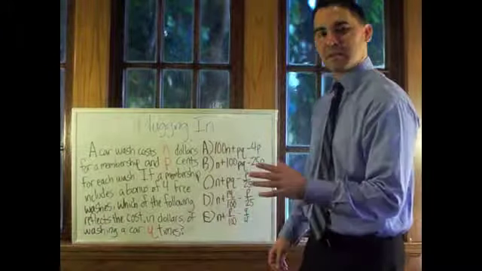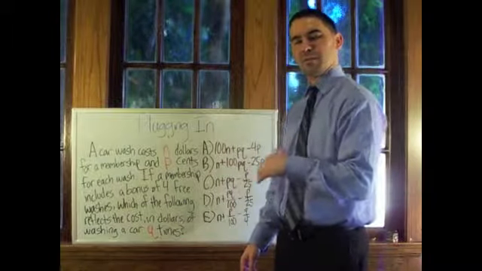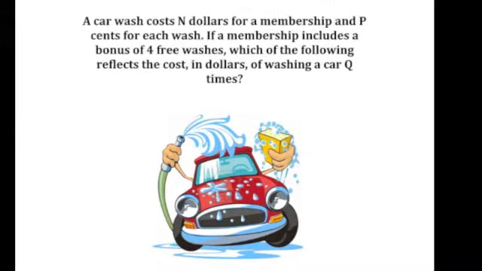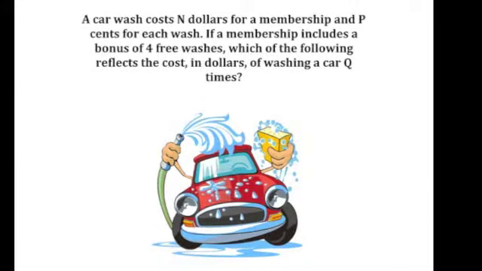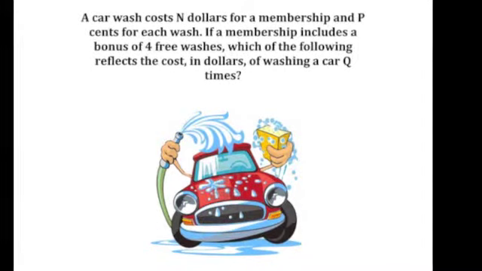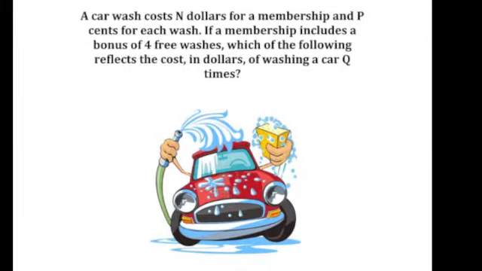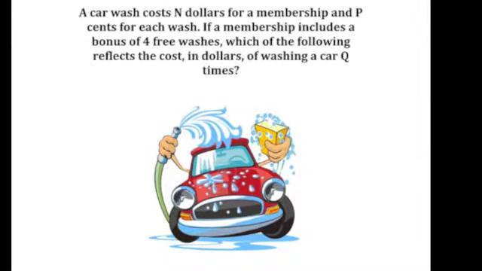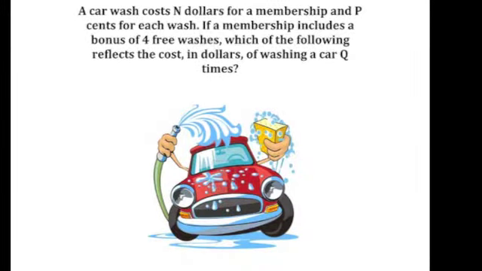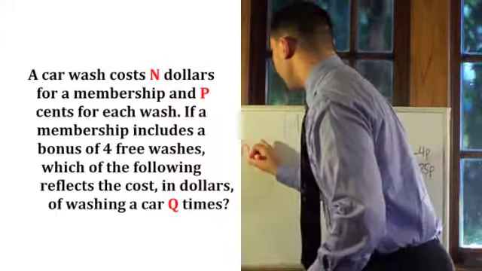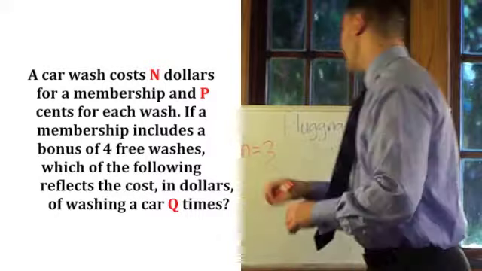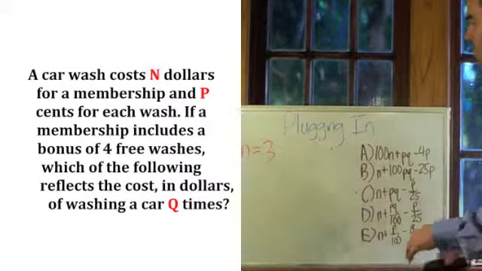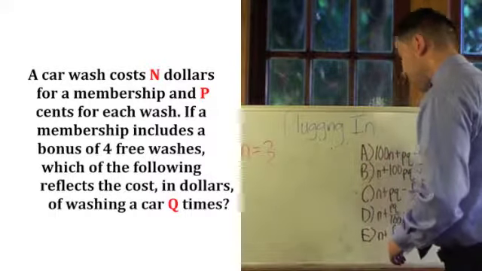All right, so now let's take the same plugging in strategy and apply it to a slightly more complicated problem. We have here, it says, a car wash costs N dollars for a membership and P cents for each wash. If a membership includes a bonus of 4 free washes, which of the following reflects the cost in dollars of washing a car Q times? Let's just say N equals $3. We don't want something that's going to be really difficult to work with, just a simple, nice, small number.